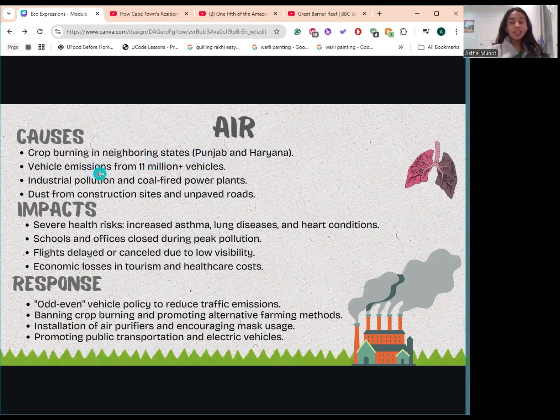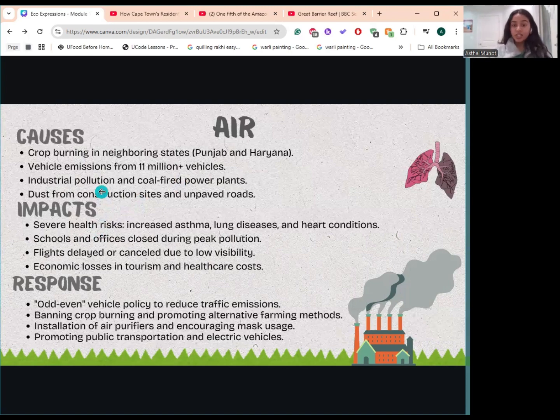Moreover, since a lot of India's population is concentrated in the city, there are a lot of vehicles, which emit a lot of particles that are bad for the air quality. There are more than 11 million vehicles in just one city. Furthermore, there's industrial pollution and coal-fired power plants that provide energy to the city, which also release a lot of pollution, or air particles that are harmful for us.